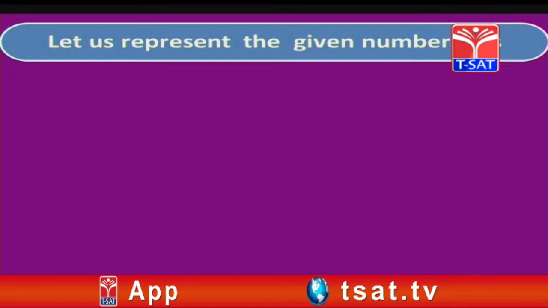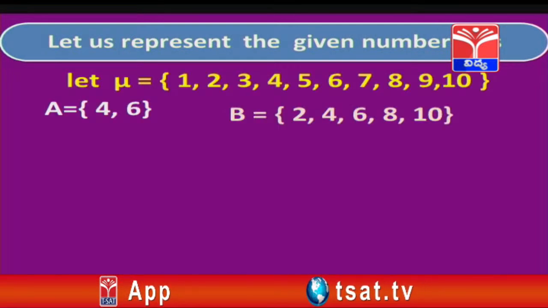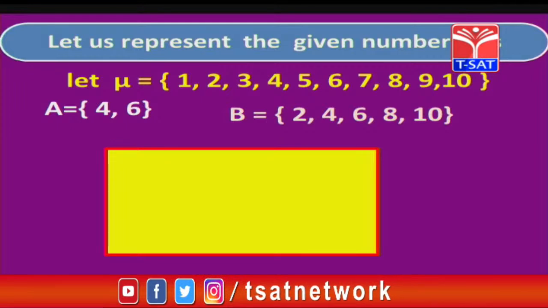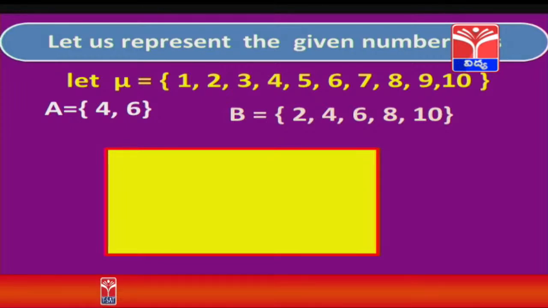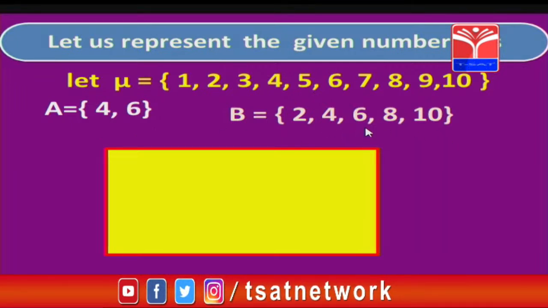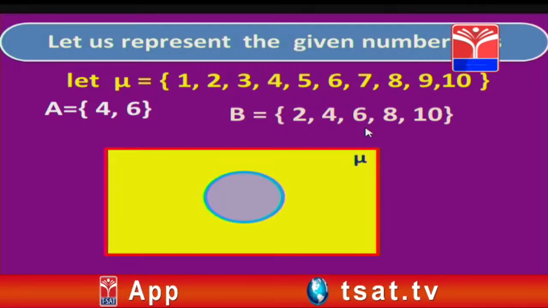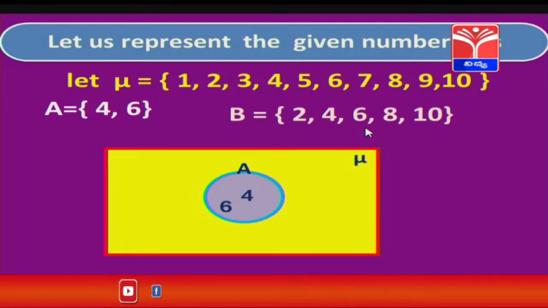Let us represent the given number sets. Now, the universal set is the natural numbers from 1 to 10. A is the set {4, 6} and B is the set {2, 4, 6, 8, 10}. You see here. First you observe what elements are in A or in B. Then how do we represent? So, this is the universal set, that is A, with elements 4, 6.